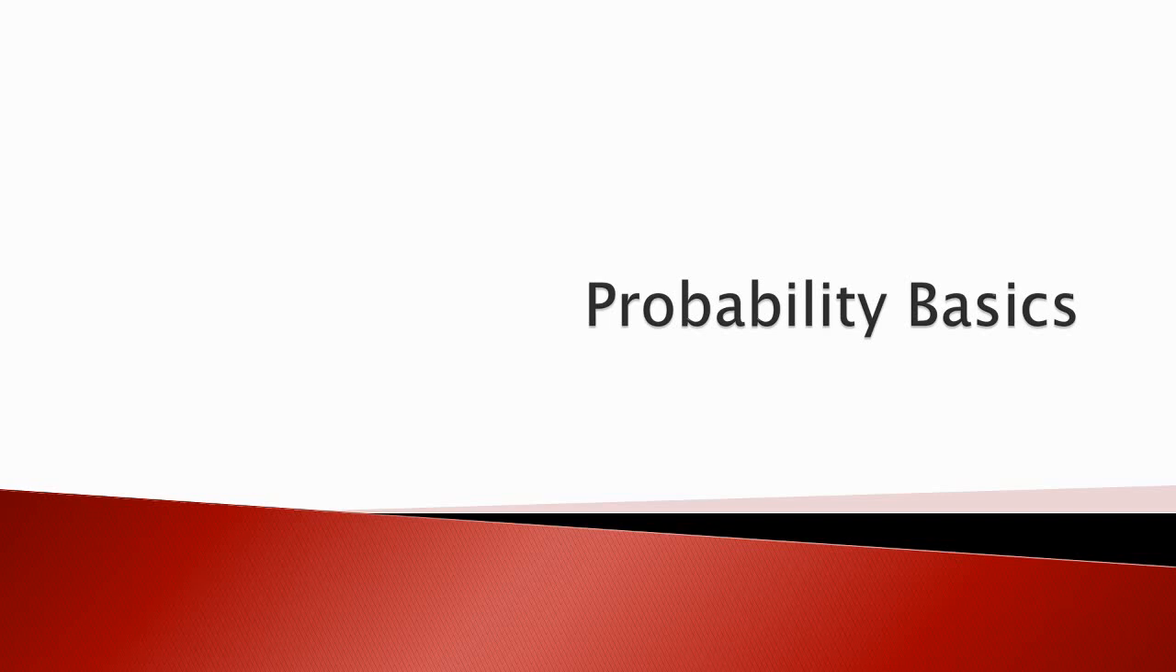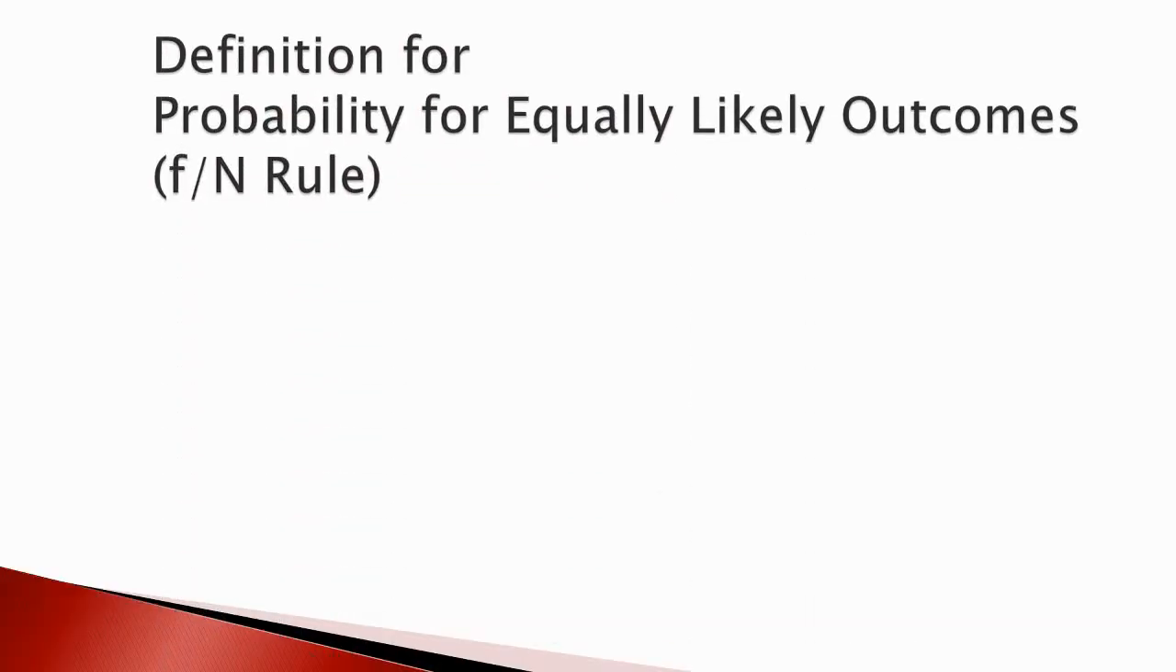Hello everyone, today we are going to talk about probability basics, which is section 5.1. First, we will talk about the definition of probability for equally likely outcomes, the F over n rule.